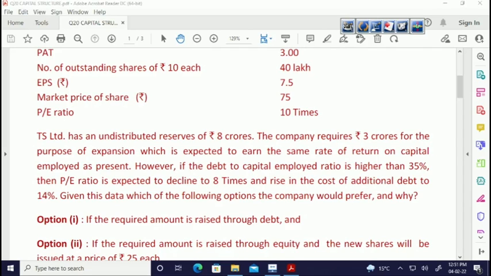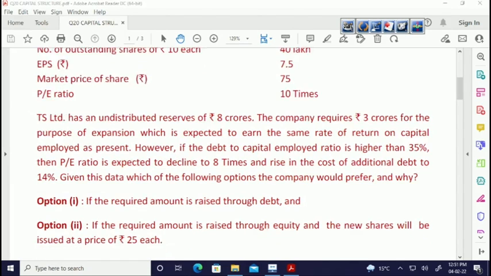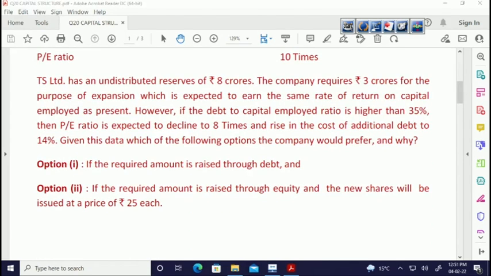And a rise in the cost of additional debt to 14%. When you raise new debt, it will come at 14%. Okay, because the existing debt is at 10%. That makes sense. Given this data, which of the following options would the company prefer and why? If the required amount, that means the 3 crore, is raised via debt, or if the required amount is raised through equity and the new shares will be issued at 25 each. So they are asking which alternative should we go for.